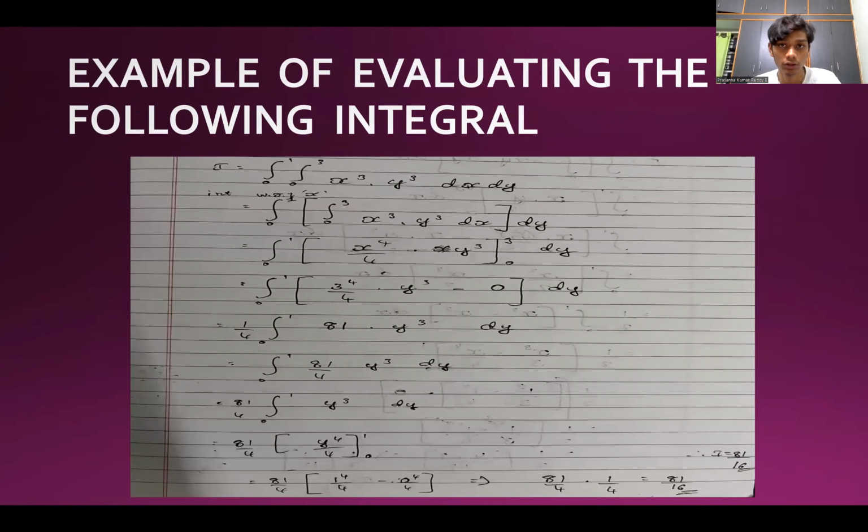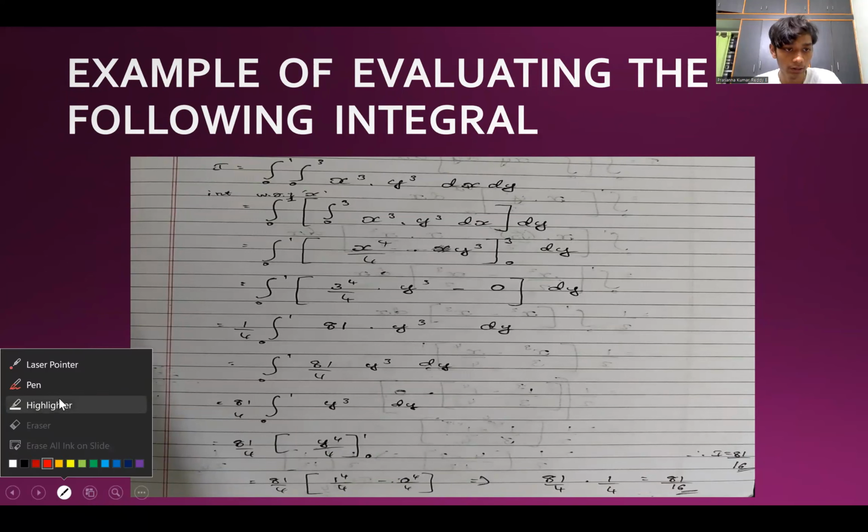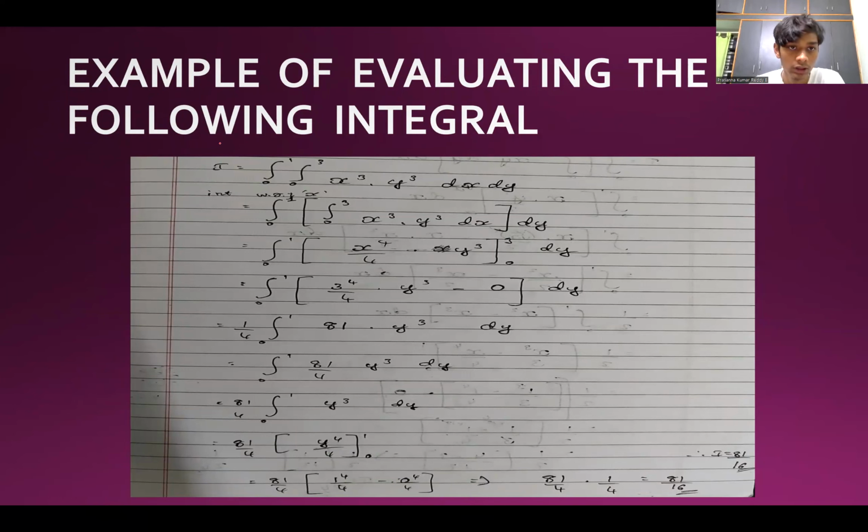And the example of evaluating the following integral. This is an example for a double integral, and now we are going to evaluate it. This is the question. I is equal to the integral from 0 to 1 and the integral from 0 to 3 of x cube into y cube dx dy. It is a two-dimensional figure, x and y.